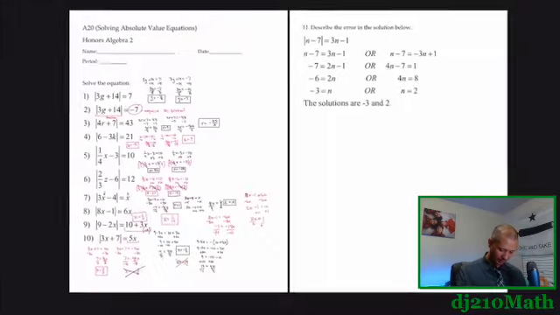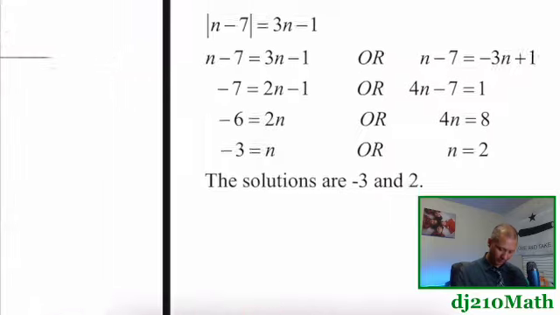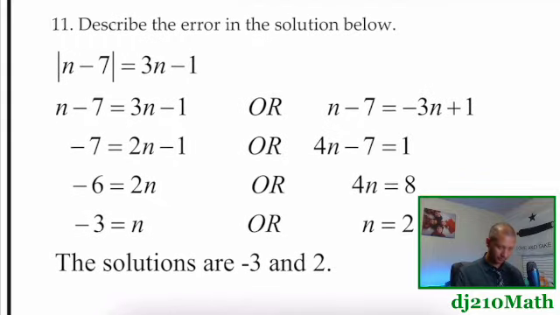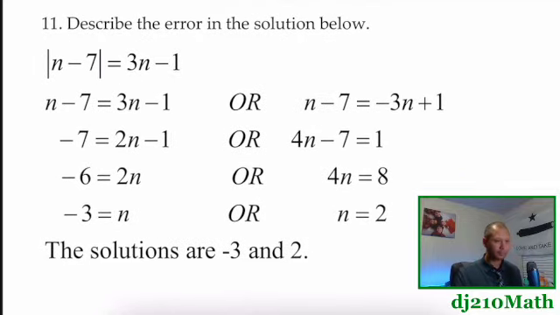Okay. Is there a back? Of course there is. All right. So describe the error in the solution below. What's happening? Okay. I see what's happening. They said that, okay, they split into two, positive 3n minus 1, or when you make it negative, when you distribute, you get negative 3n plus 1. All right, so this line is good.